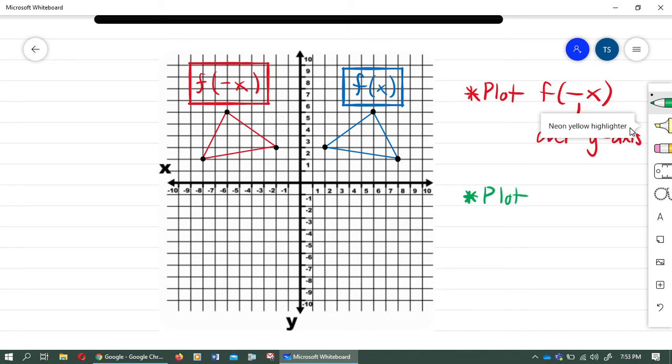Alright, so we're going to plot the function negative f of x. Alright, so if we plot that negative f of x, remember guys that this is a reflection over the x-axis.